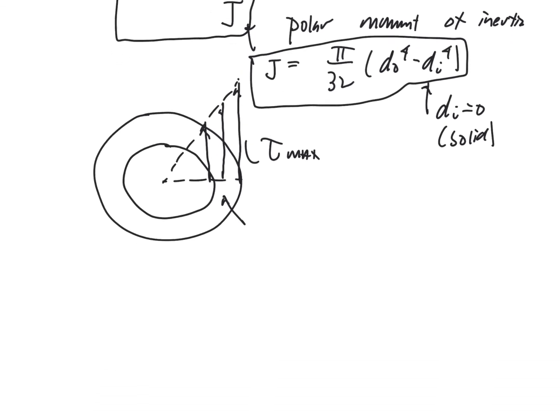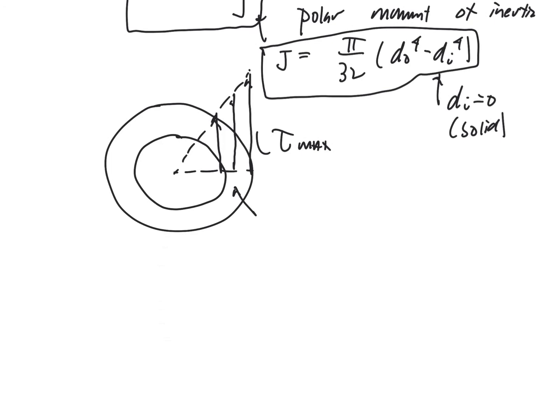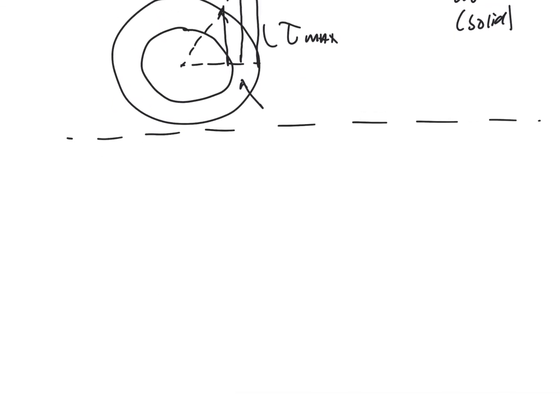Now, normally what we would do is we would immediately do a numerical example, but we're going to actually wait on that so we can kind of kill two birds with one stone. So before we move on and show an example, let's talk about the displacement. Let's talk about the angle of twist.